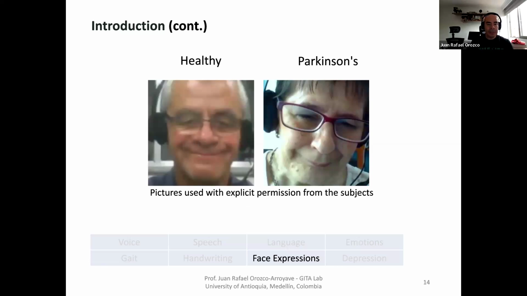Also, the facial expressions get affected. If you see on the left side, that is a healthy person smiling, a natural expression. But on the right-hand side, you see a patient with Parkinson's disease trying to smile, but it's evident that he's struggling to control properly all of the muscles in the face.